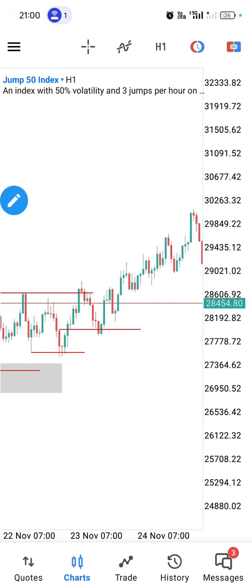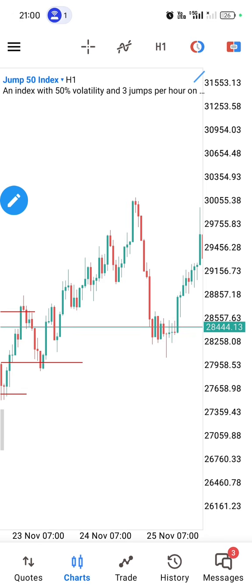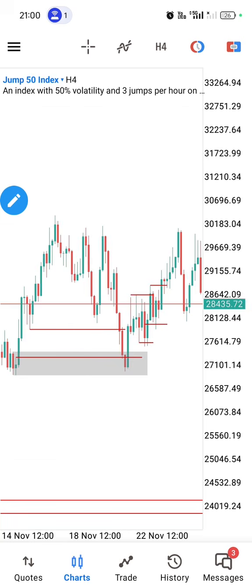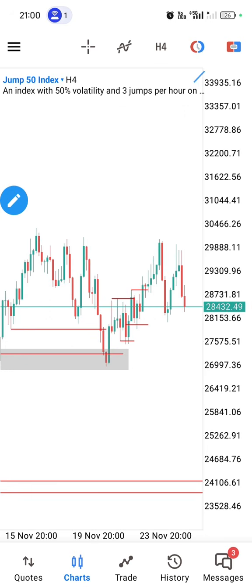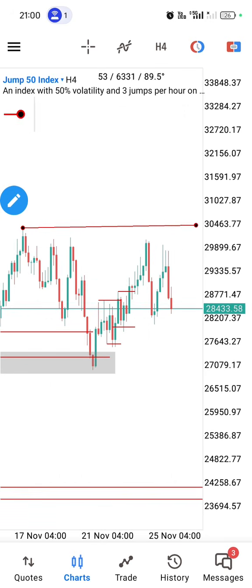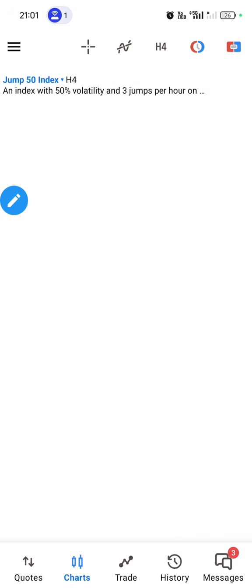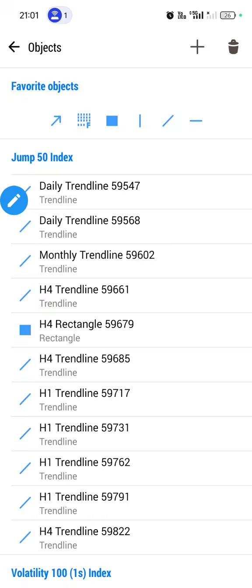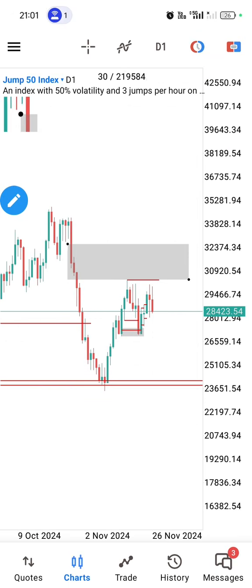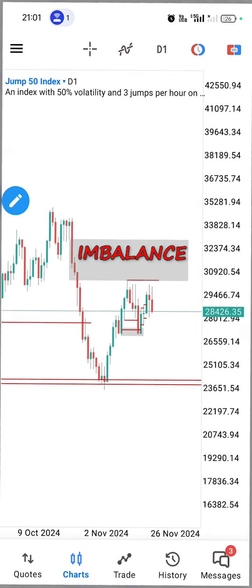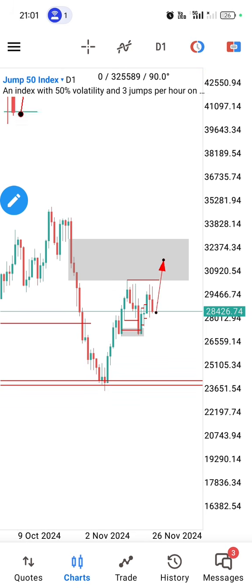It's reacting off of the monthly rejection block, so we might as well just keep on buying with it. So now it kept on shooting up, breaking structure above there, and it continued to shoot up. Right now I want to just highlight the buy side liquidity that's waiting for us there. That's another reason why I want to buy, and also the imbalance or inefficiency that's right above the buy side liquidity.